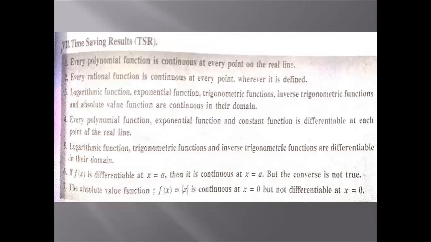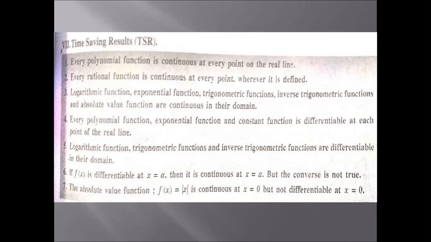Time saving results. Every polynomial function is continuous at every point on the real line. Second one, every rational function is continuous at every point wherever it is defined. Logarithmic function, exponential function, trigonometric function, inverse trigonometric function, and absolute value function are continuous in their domain. Every polynomial function, exponential function, and constant function is differentiable at each point of the real line. Logarithmic function, trigonometric function, inverse trigonometric functions are differentiable in their domain.